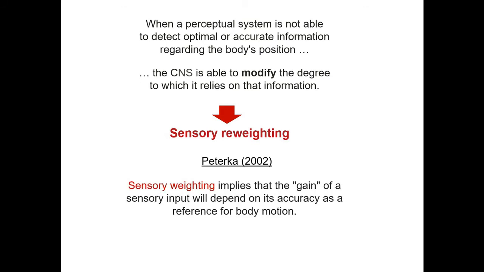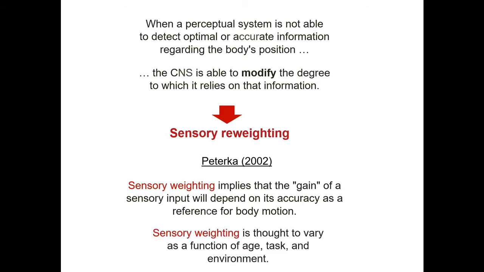For Peterka, one of the leading researchers in this field, sensory reweighting implies that the gain on a particular sensory input will depend upon its accuracy and reliability. Thus, sensory reweighting occurs when one sensory input becomes more or less reliable, and therefore there is a change in how the different sensory inputs are relied upon. Sensory reweighting is thought to vary as a function of age, task, and environment. Let's look at an experiment that was designed to investigate sensory reweighting.